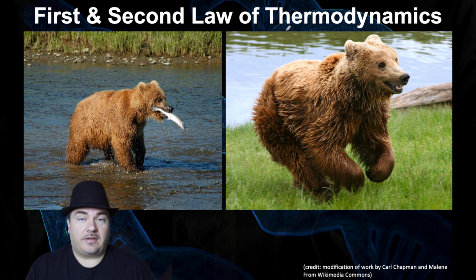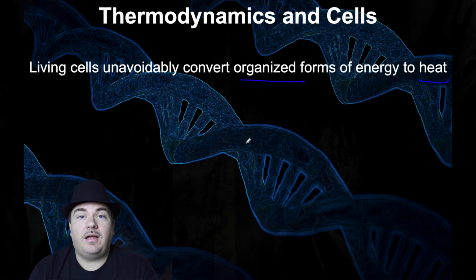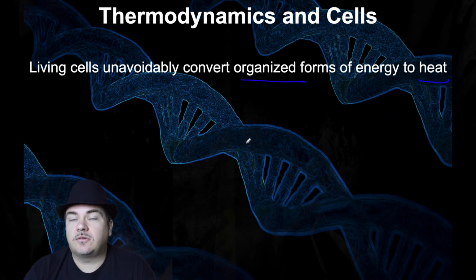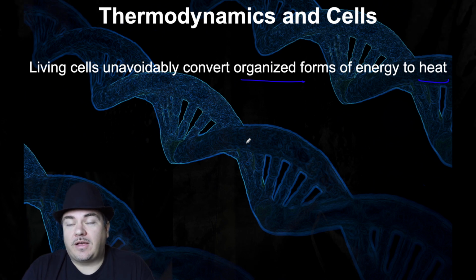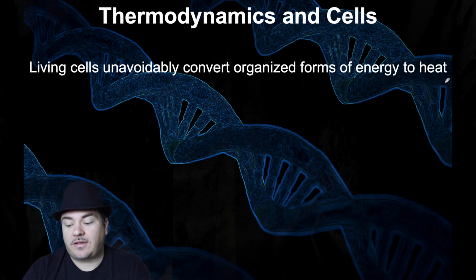Okay, so those are the first and second laws of thermodynamics, more in biology terms. Living things will unavoidably always convert organized forms of energy into heat. You're taking organized energy, the food you eat, those molecules we learned about in an earlier lecture, like proteins, carbohydrates, fat molecules, they are very organized. They have an exact structure to them. You're taking that organized energy and converting it into heat, which is very disorganized energy. So living things convert organized energy into disorganized energy.